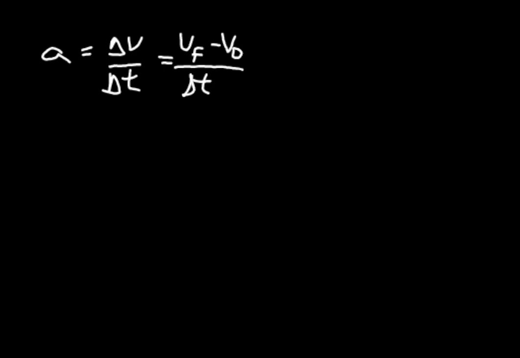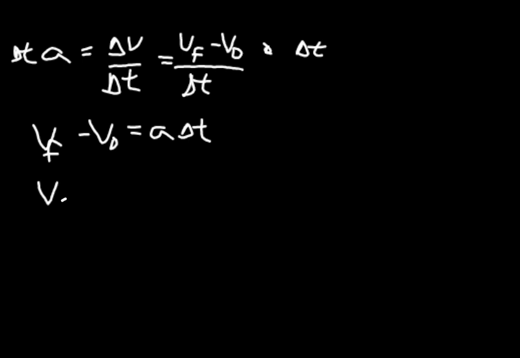So what I'm going to do is multiply both sides of this equation by delta t, and that leaves us with our final velocity minus our initial velocity equals our acceleration times change in time. And then you just add the initial velocity to both sides to get our first kinematic equation, which is that final velocity equals initial velocity plus acceleration times change in time.